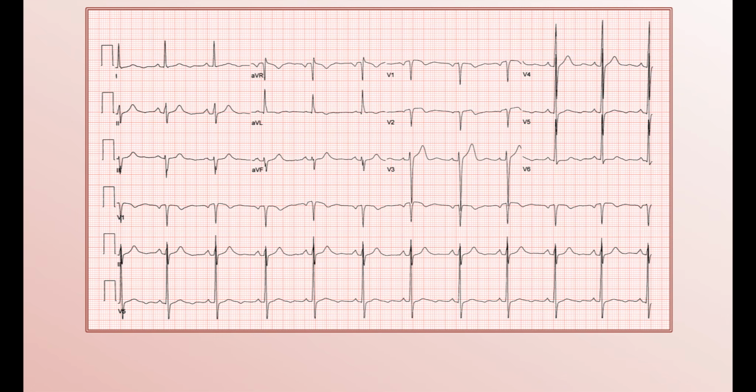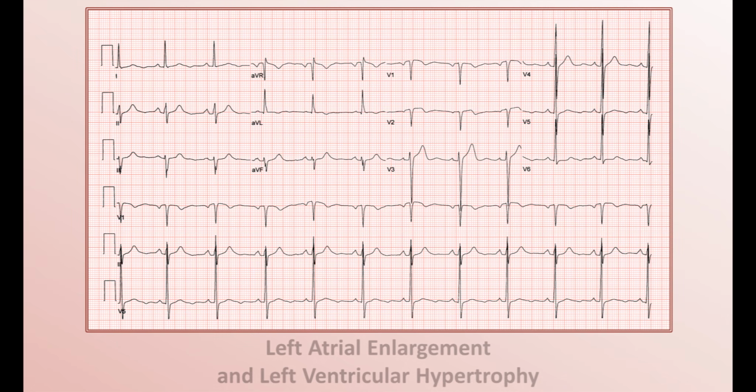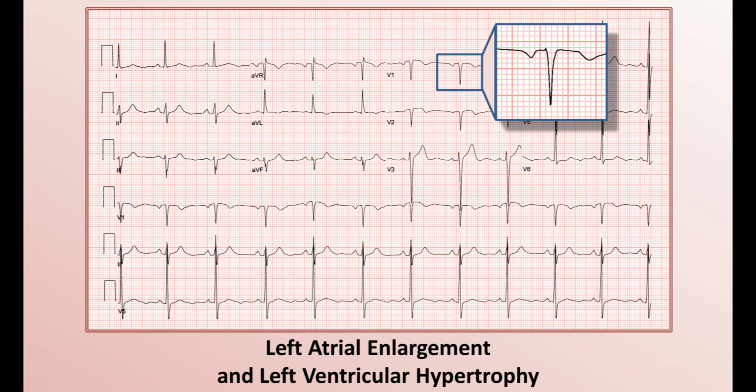There's more than one diagnosis here, as we have both left atrial enlargement and left ventricular hypertrophy. Zooming in on V1, we see that there is a very prominent negative terminal component to the P wave, which encloses an area greater than one small box.